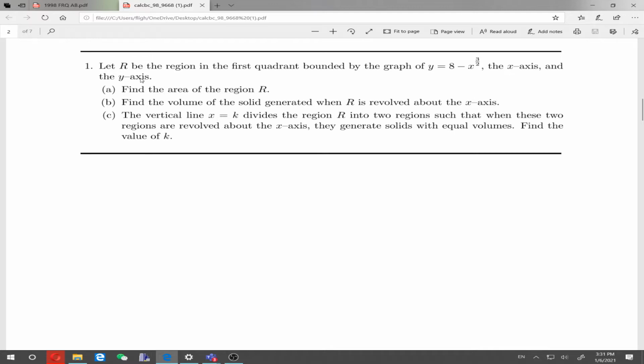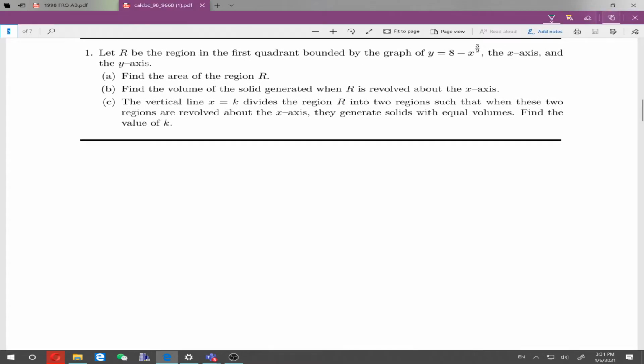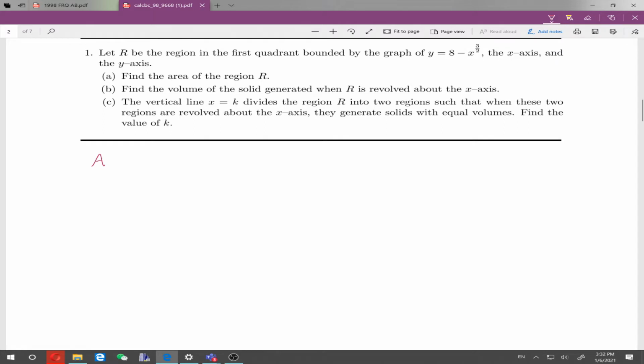So first let's graph roughly what this looks like. At 8, we've got area that would look something like this. At x equals 0, we're going to be at 8, and we're going to keep getting smaller and smaller from there in some sort of a curve, right?